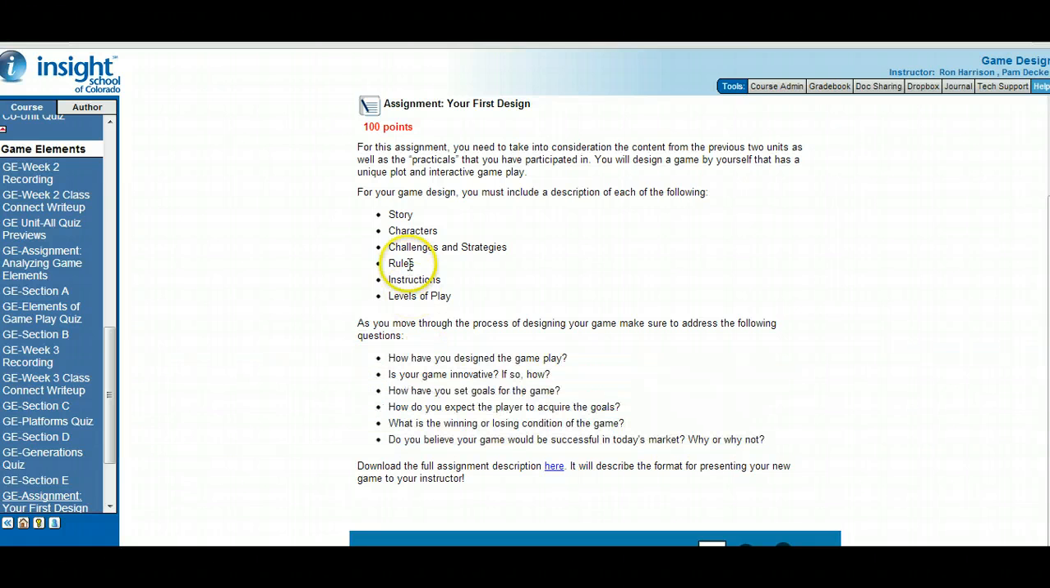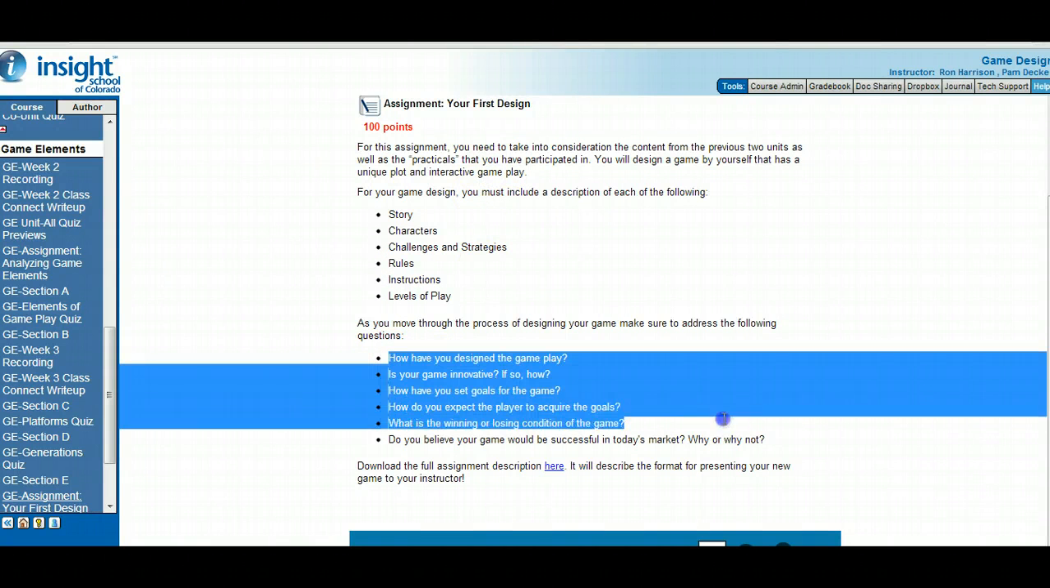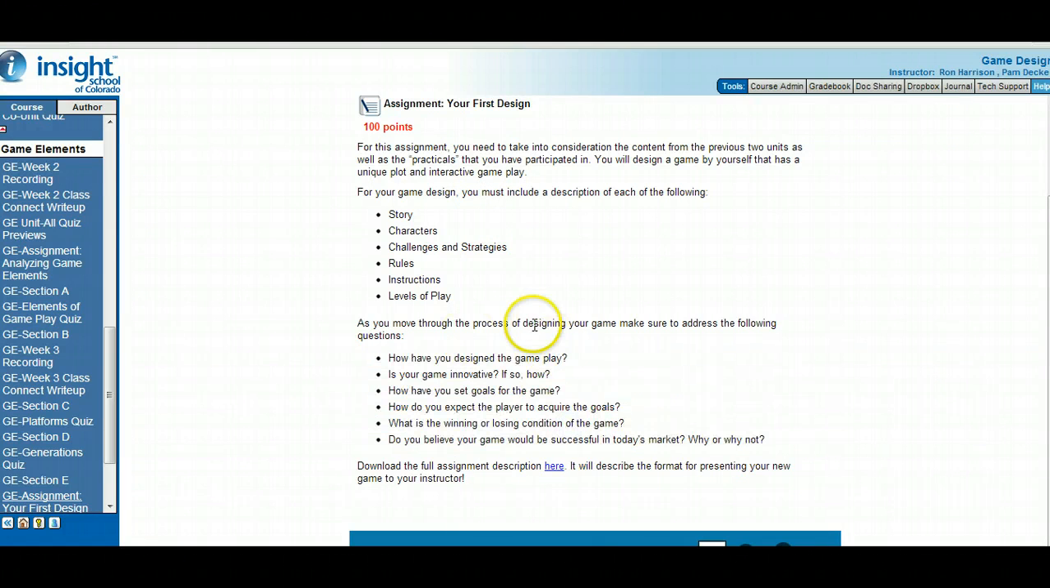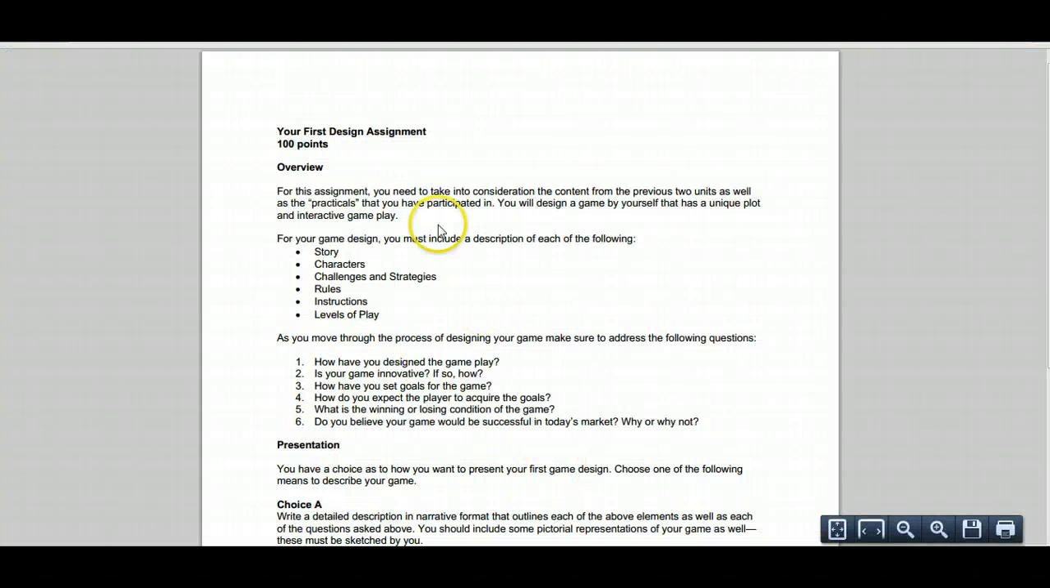So you'd end up with six, seven for your title slide, eight for this. So you would end up with at least eight slides of text information. And in both of these, you end up having to put images in, images you sketch yourself. So I'm going to go to the directions. So here are the directions.